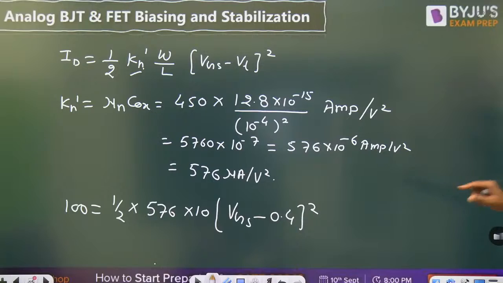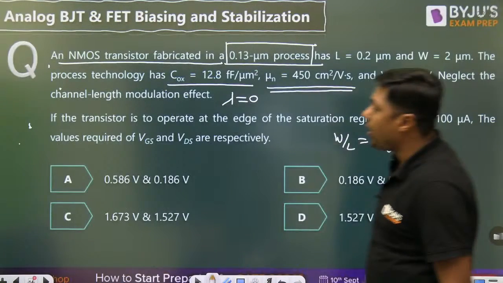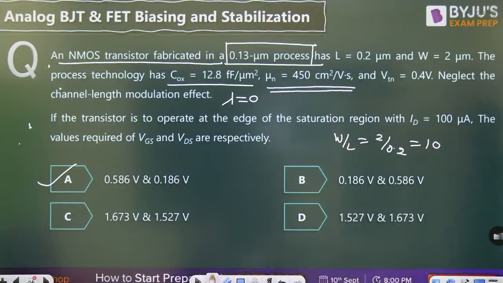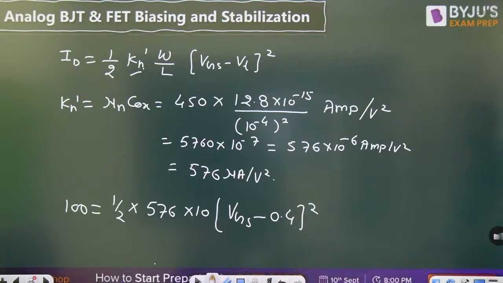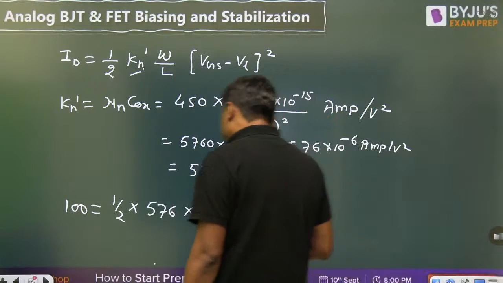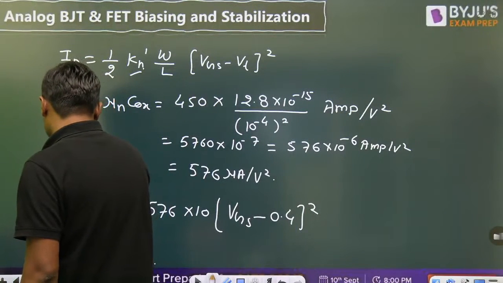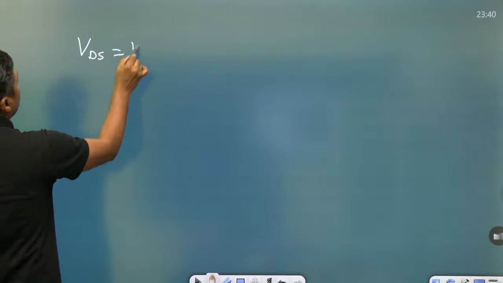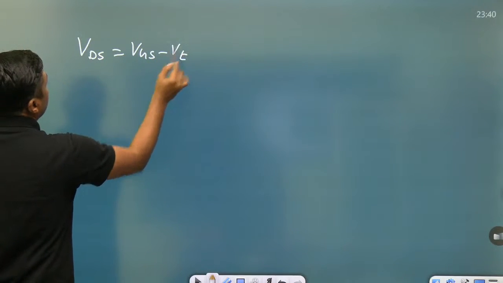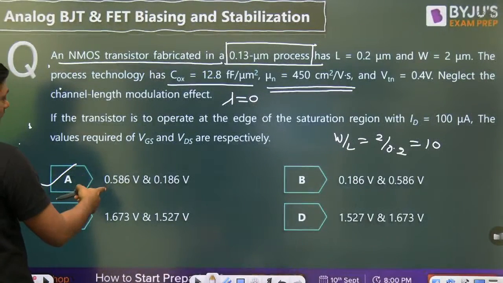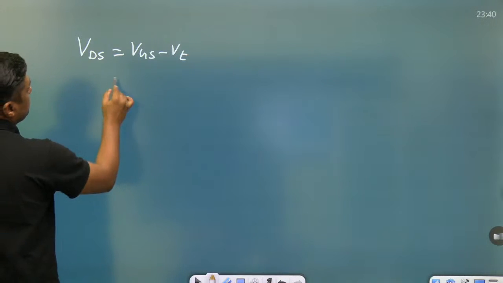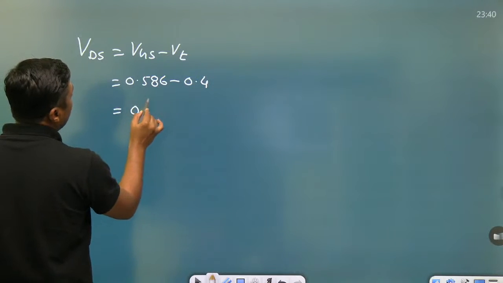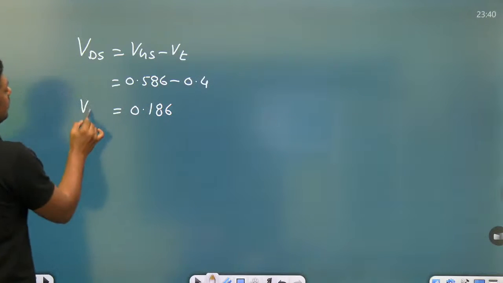Once you put the value of the ID and solve, definitely this is the right answer. You are going to get the value of the VGS, that is 0.586. And how are we going to find the value of the VDS? VDS, exactly at the boundary of the saturation, VDS is equal to VGS minus VT. Now, it is 0.586 minus 0.4, it will become 0.186. This is the value of the VDS.